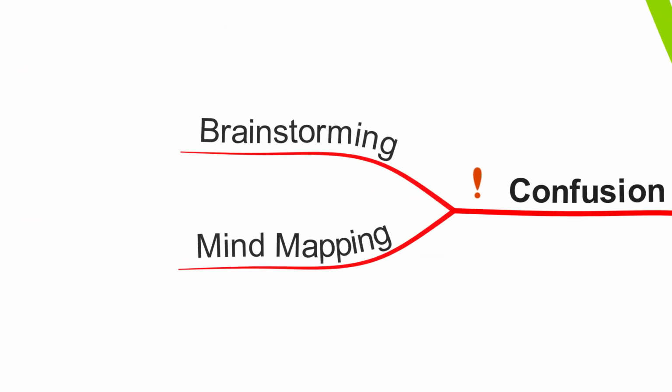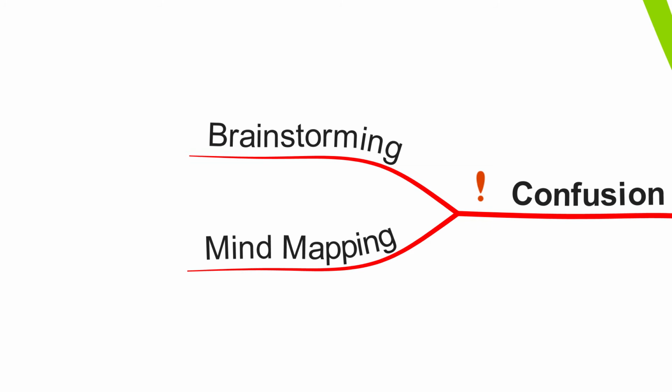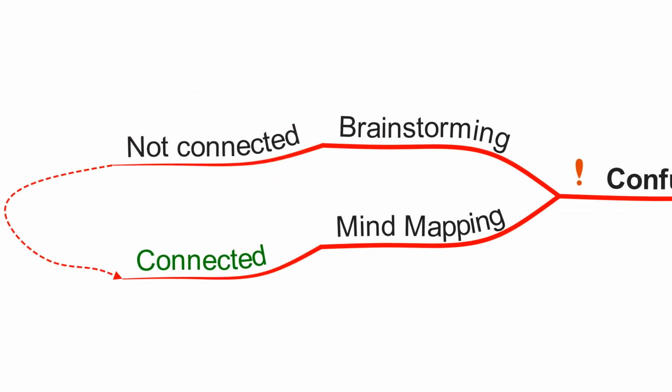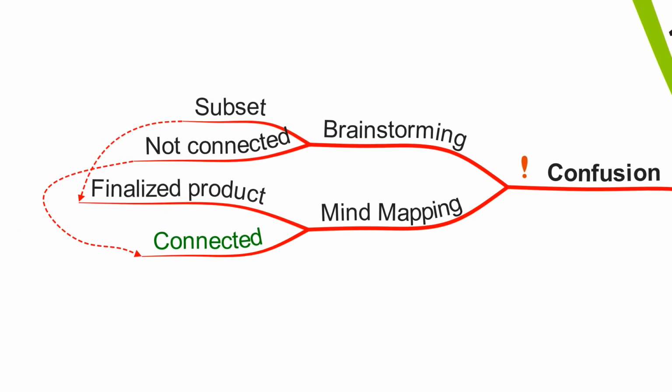A small confusion to clarify. Some people mix between brainstorming and mind mapping, and there is actually a distinction between both. Brainstorming is a subset of the process, while mind mapping is the finalized product. So in brainstorming, you come up with as many ideas as possible, and later you put them together into one mind map. The other difference is that brainstorming is not connected. So you come up with as many ideas as possible, and those ideas are not connected. You shouldn't be judging or analyzing these ideas. While in mind mapping, you put those ideas together in a connected way, and hence we said connected in the definition.